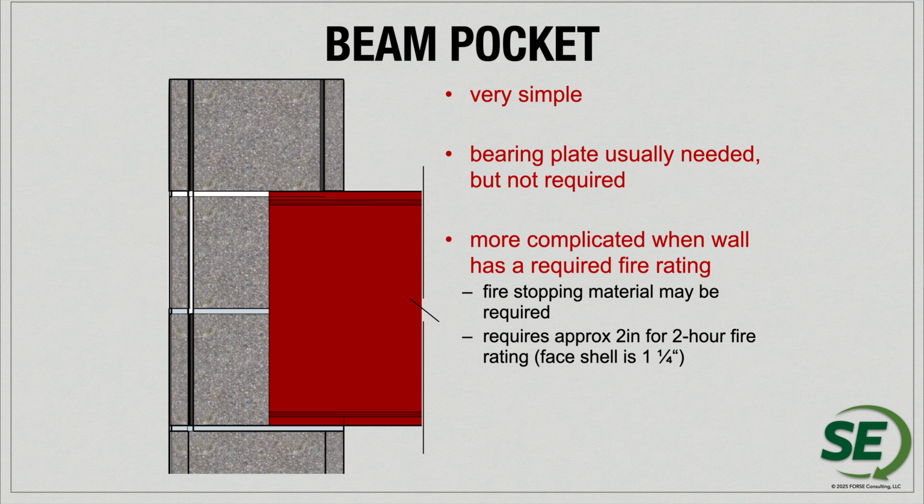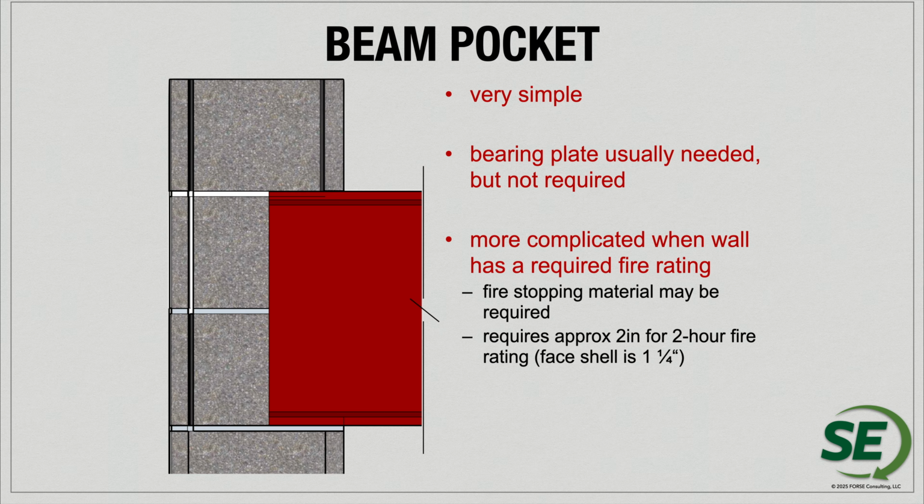Probably the most common element is going to be a beam pocket. It's going to be a very simple solution. It's going to be just simply leaving out face shells of the masonry and allowing the member being supported to be framing into the masonry wall. So it's going to be a little bit more complicated, a little bit more coordination with the actual floor elevations and the framing contractors.